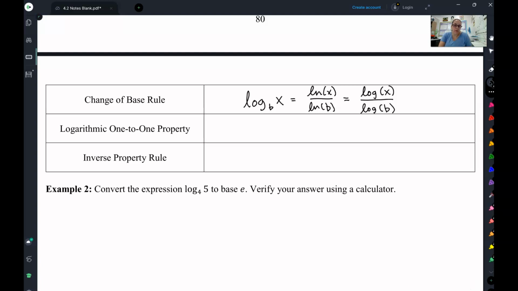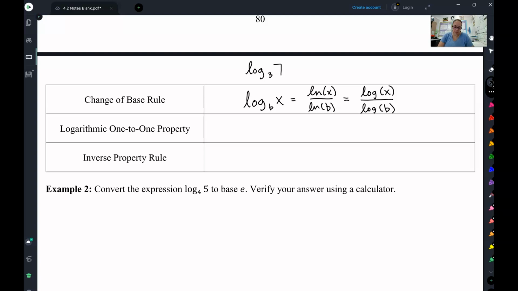Now, the change of base rule was actually way more useful probably about 10 years ago. A lot of your calculators nowadays will have a log base button that will let you put in log of any base. So let me give you an example. If I told you to calculate log base 3 of 7, most calculators nowadays have a log base button that I could just put the 3 in the base, 7 in, hit enter, get an answer.